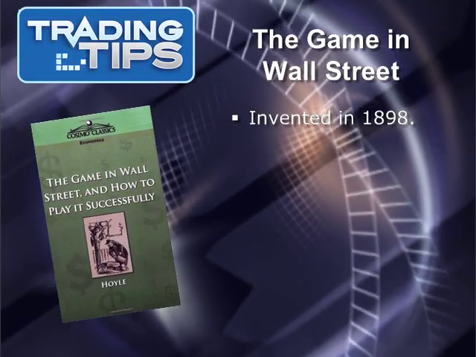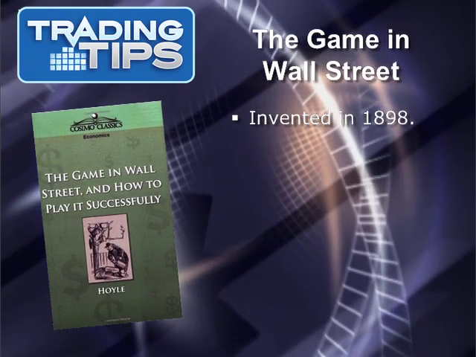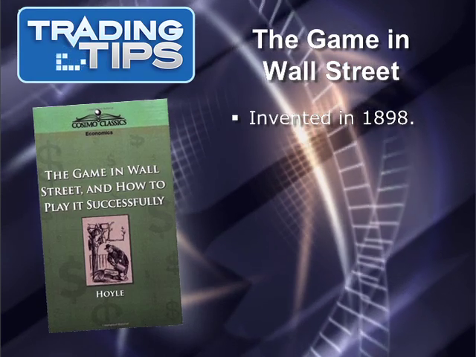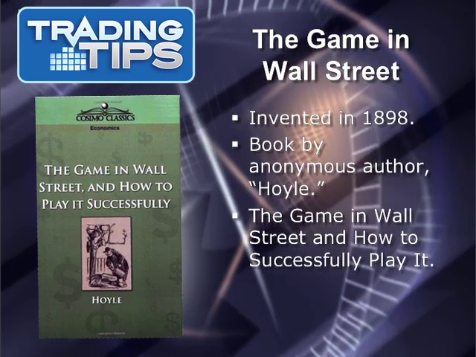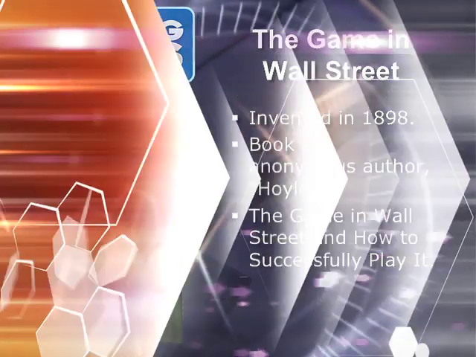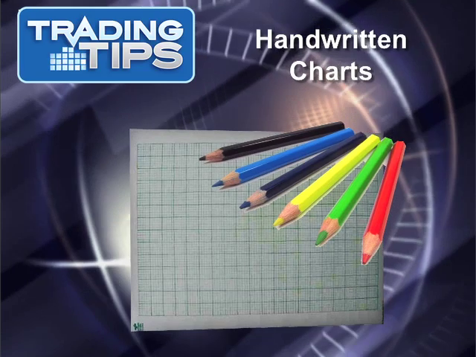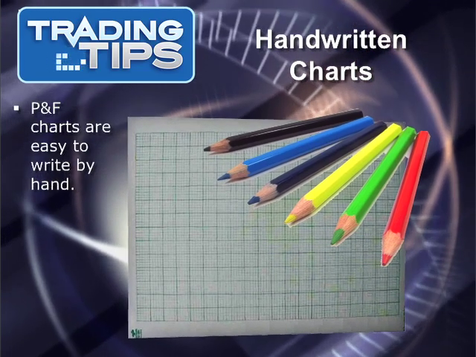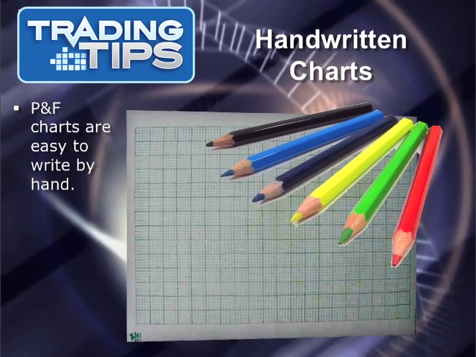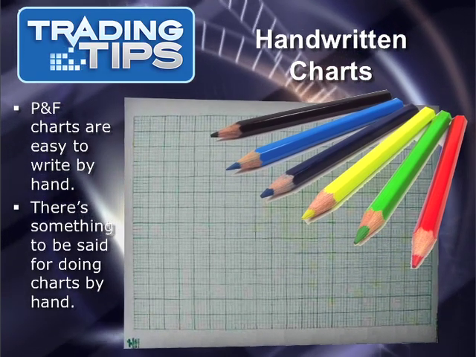Point and figure charts may be new to you, but they're really old. How old? They were invented in 1898 by an anonymous writer named Hoyle. He wrote a book called The Game in Wall Street and How to Successfully Play It. One reason for point and figure's popularity in these early days is that the charts are easy to write by hand. Even in today's age of iPads and smartphones, there's something to be said about actually breaking out the pencil and graph paper and making a chart.